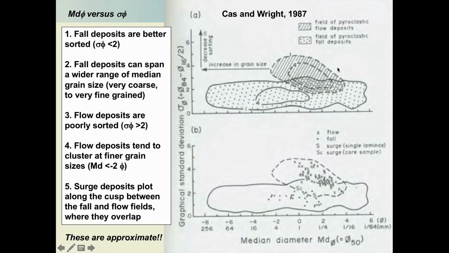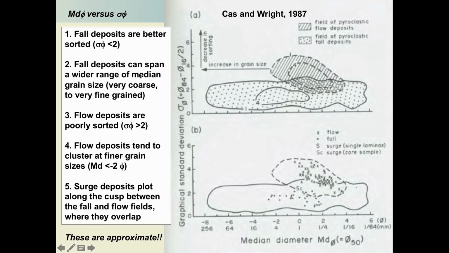But there's overlap. So what do you do with this region in between here? This is a region where you could have both a fall or a flow deposit. You might not be certain based on the granulometry. Down on the bottom here, surge deposits, you can see, actually lie in a subset range in between the fall and flow deposits.